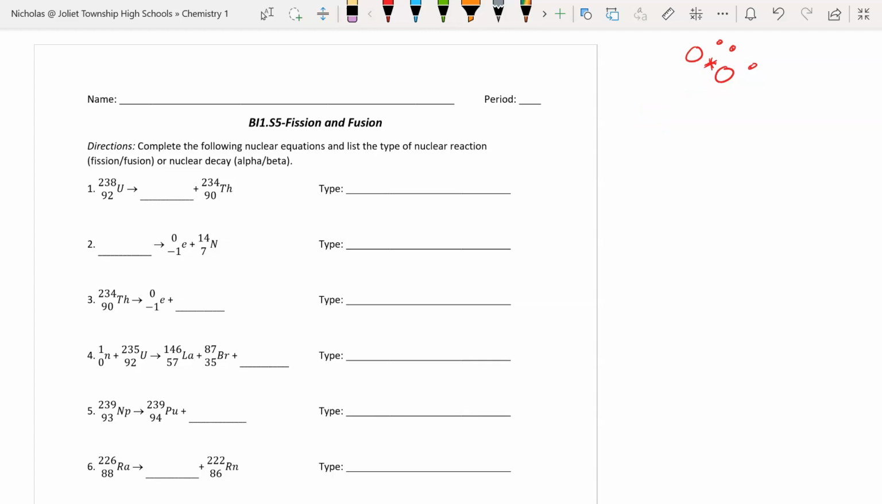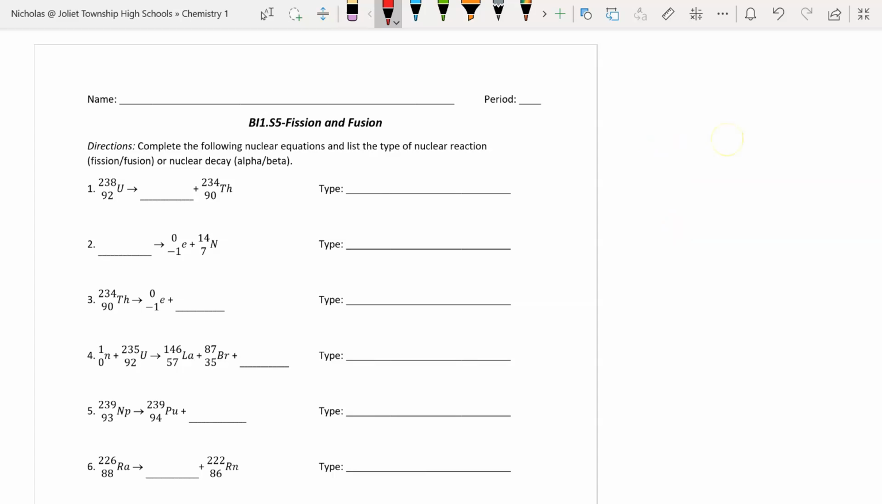electricity. Now with fusion, we have the opposite process. With fusion, we have two smaller nuclei, and they come together and are smashed with a tremendous amount of energy, and they combine to form a larger nucleus.